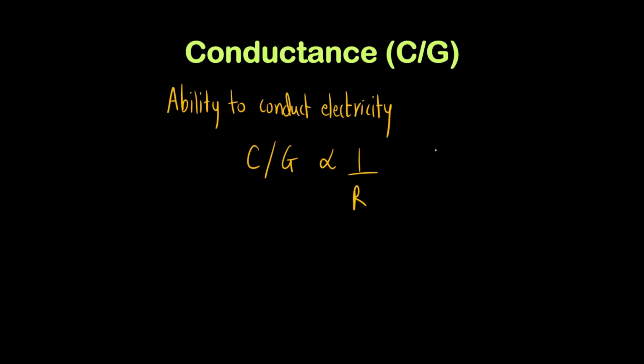So what will be the unit of conductance? The unit of conductance is 1 upon ohm, or 1 upon R, where the unit of resistance is ohm. So it is sometimes written as ohm raised to minus 1. This is written as ohm.